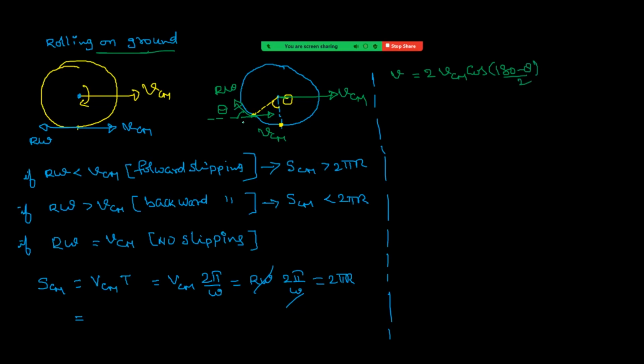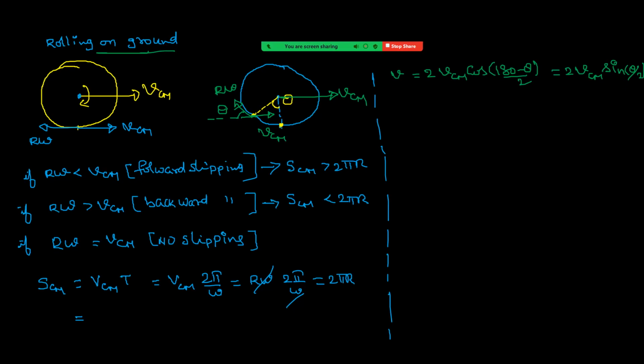So we have learned in vectors that if we have two vectors of the same magnitude, and the angle between them is theta, then the resultant of those two is 2 into the magnitude of that vector into cos of the angle by 2. So I have taken the same, cos of the angle by 2. So this is now how much? 2 VCM sine theta by 2, right?